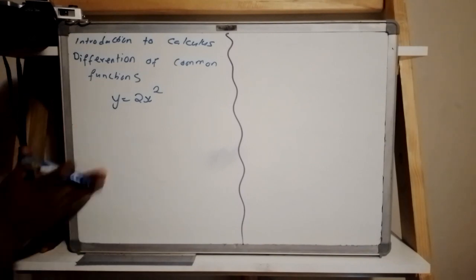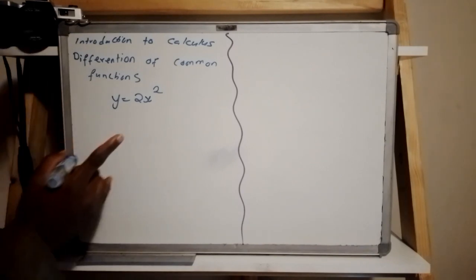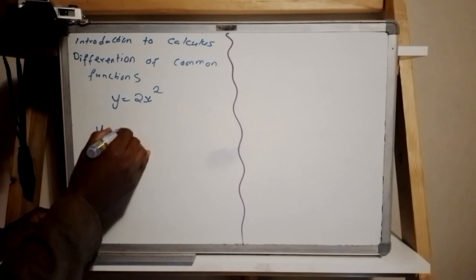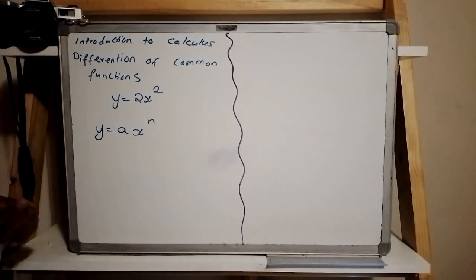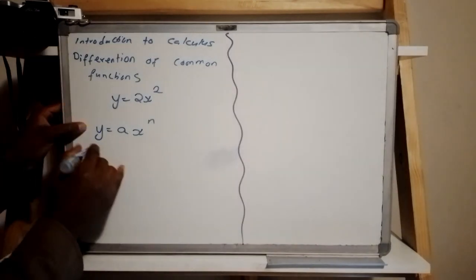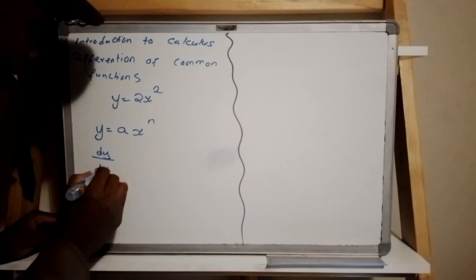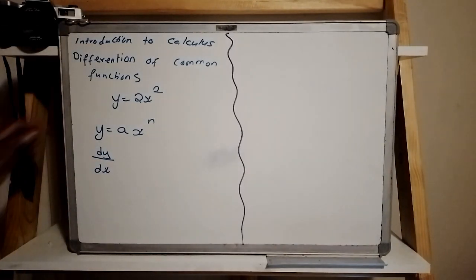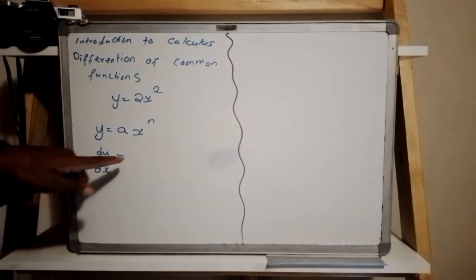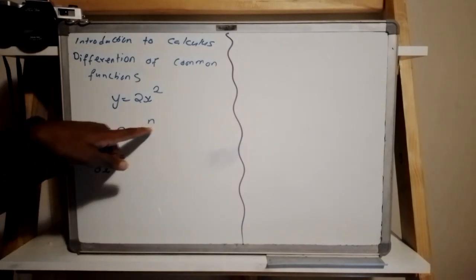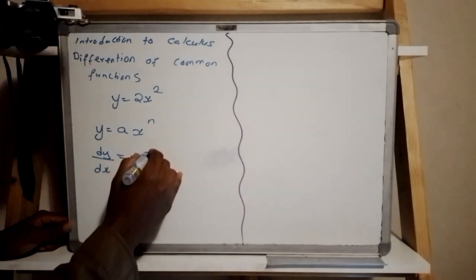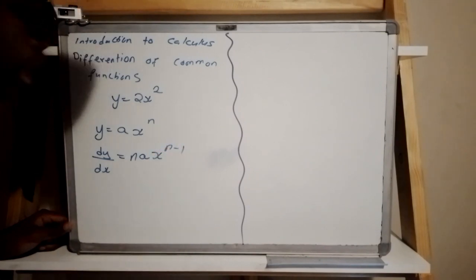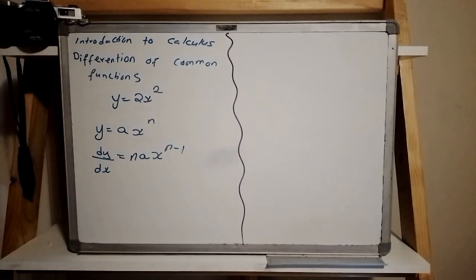So there's a rule that you need to use, which says, okay, if I have y is equal to ax to the power n, I want to differentiate this. What will I do? When I differentiate y, it will give me dy over dx. When I differentiate this, n will multiply a. It means I have n a x to the power n subtract 1, where n can be a constant, can be any number, right? It can be any number.